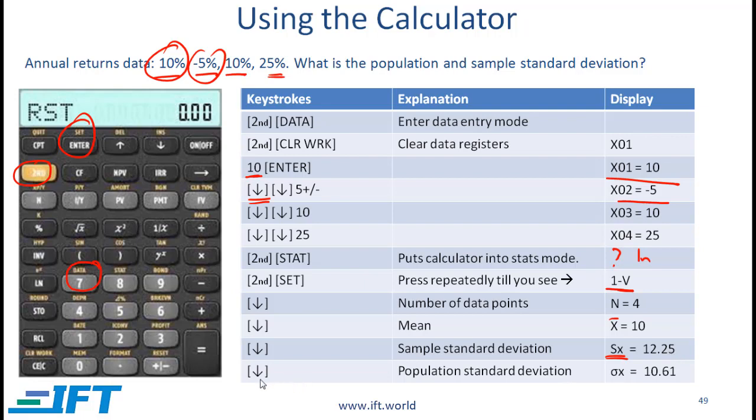And then you hit down arrow again, you will see this symbol. Notice this is the Greek symbol. So this is the population standard deviation. Assuming these 4 data points represent a population, then the standard deviation is 10.61. The calculator doesn't give you the variance, but if you want to find the variance, you can simply take this number and square it for the population variance, take this number and square it for the sample variance.